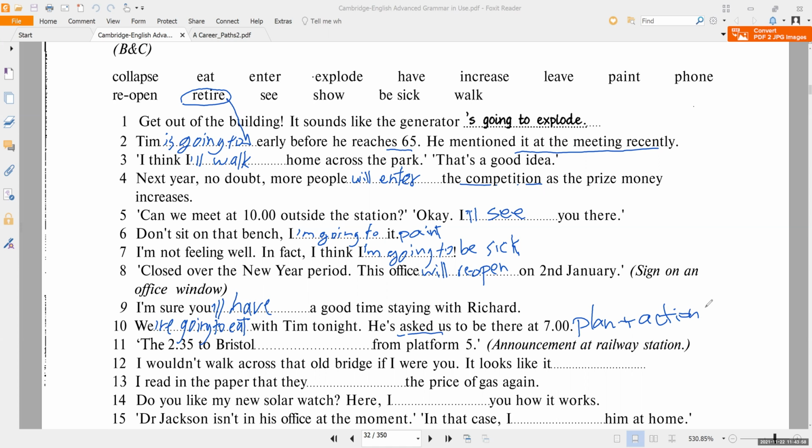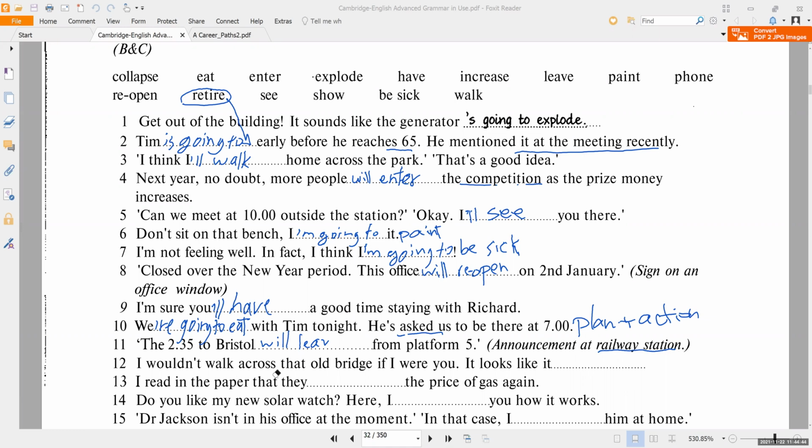Number 11, the 2:35 to Bristol will leave. إذا هنا هذا الترين، يعني هنا railway station، نتكلم على قطار، موعد قطار، فلا نحتاج إلى going to. Will leave. Sorry. Will leave. Yes. Number 11, number 12.